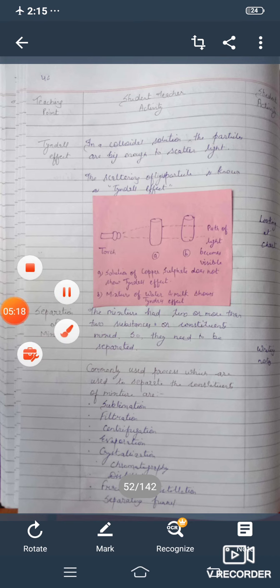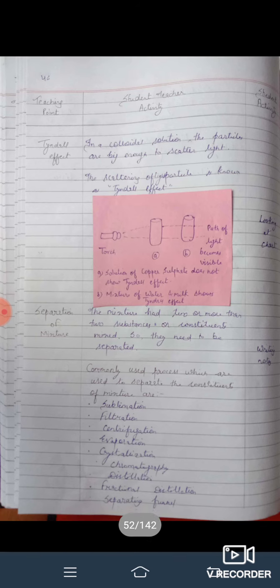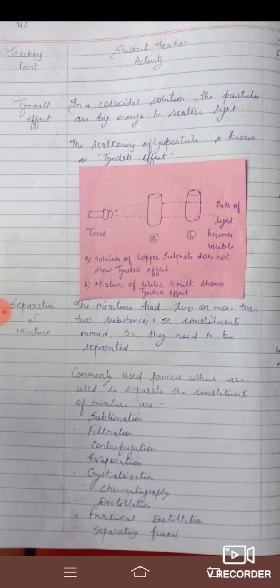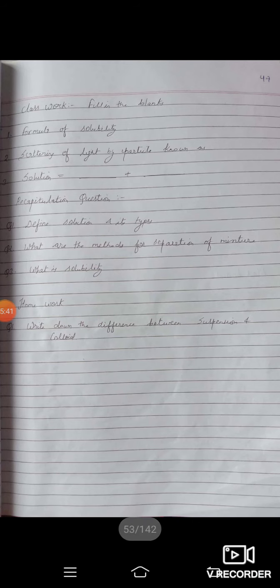Now separation of mixture. The mixture has two or more substances or constituents mixed, so they need to be separated. Now various methods are commonly used. Processes which are used to separate the constituents of a mixture are sublimation, filtration, centrifugation, evaporation, crystallization, chromatography, distillation, fractional distillation, and separating funnel. Now recapitulation questions are: define solution and its types, what are the methods for separation of mixture, what is solubility.